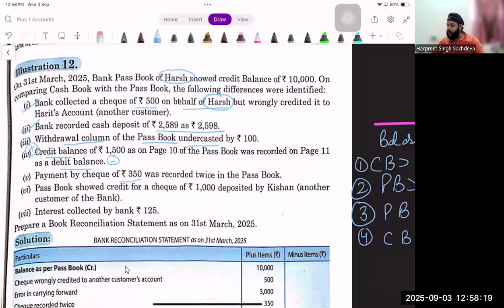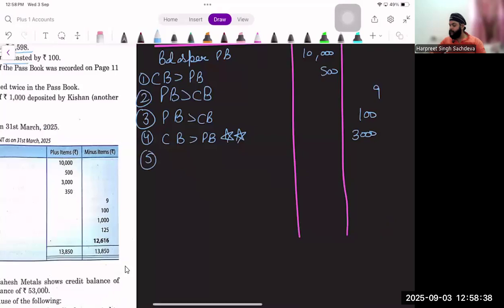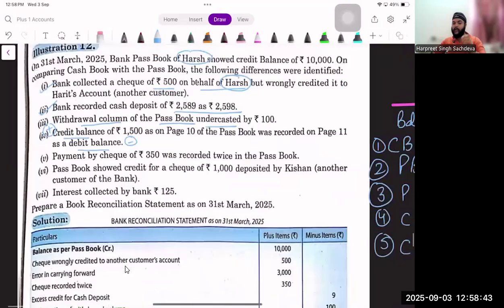Payment by check of 350 was recorded twice in the passbook. Payment by check. I gave you a payment of 350 rupees. Cash book came down by 350. Passbook recorded twice. Passbook came down by 700. Yes or no? But who's greater first of all? Cash book is greater. By how much? Again, think and tell clearly. Cash book came down by 350. Passbook came down by 350 and 350 again. Two times. What will be the gap between cash book and passbook now?